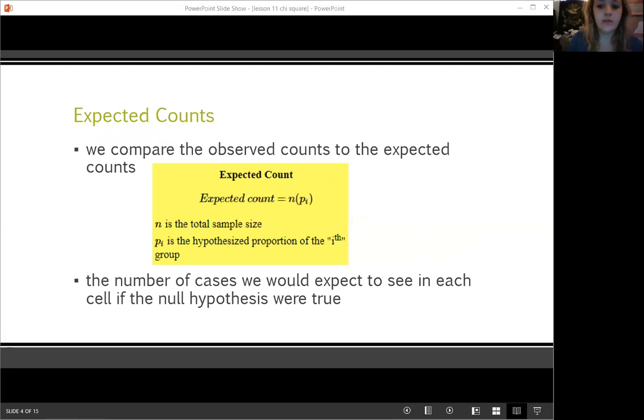We'll go into this a little later, but we do have to have an expected count of at least 5. Remember when we talked about approximating something using the normal distribution, certain conditions have to be met. In this case for the chi-squared test, our expected counts have to be at least 5 to go ahead.